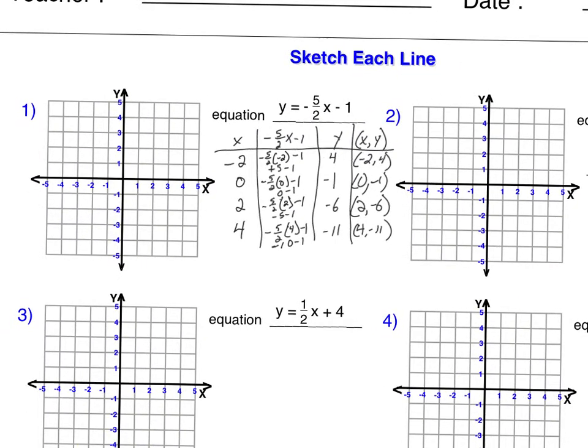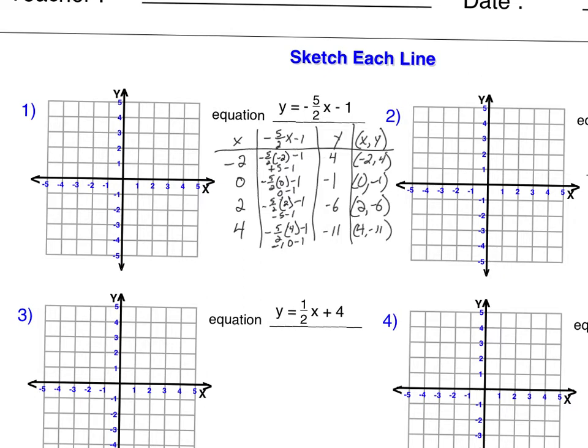So all I've done is plugged in the values -2, 0, 2, and 4 to solve for y values. I literally plugged those in, multiplied by -5/2, then subtracted 1. Now I chose even numbers because I knew that would get rid of the denominator of the 5/2. So as you can see, when I plugged in -2, I got +4. Plugged in 0, I got -1. Plugged in 2, I got -6. And 4, I got -11.